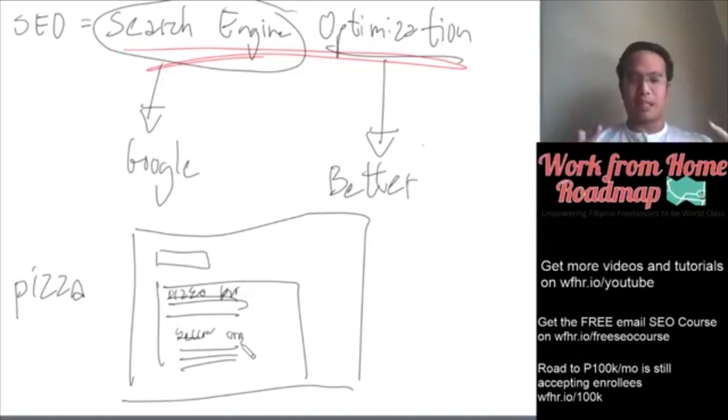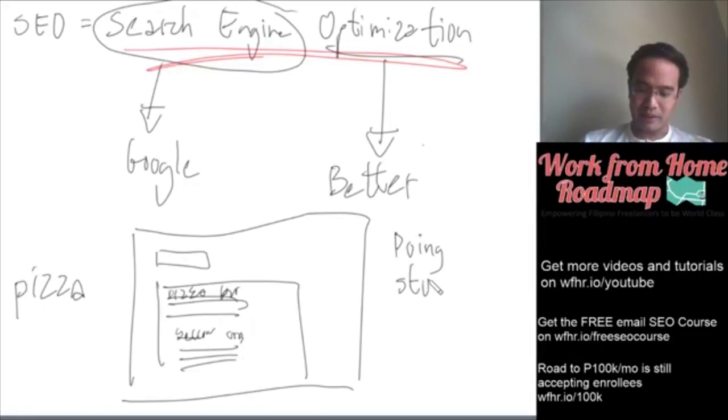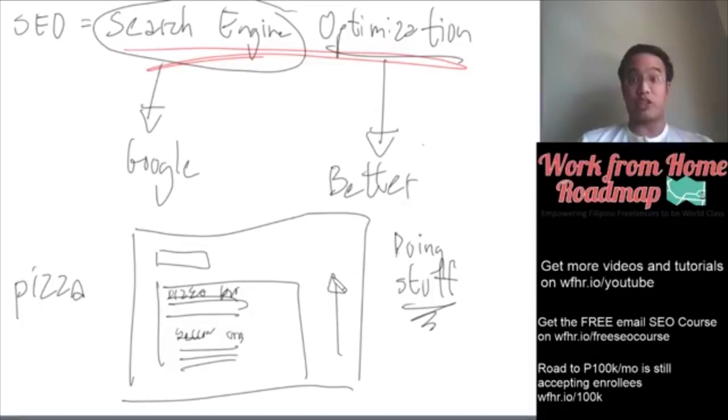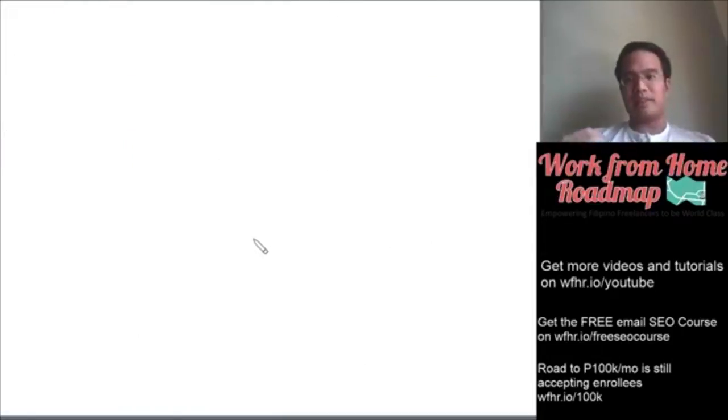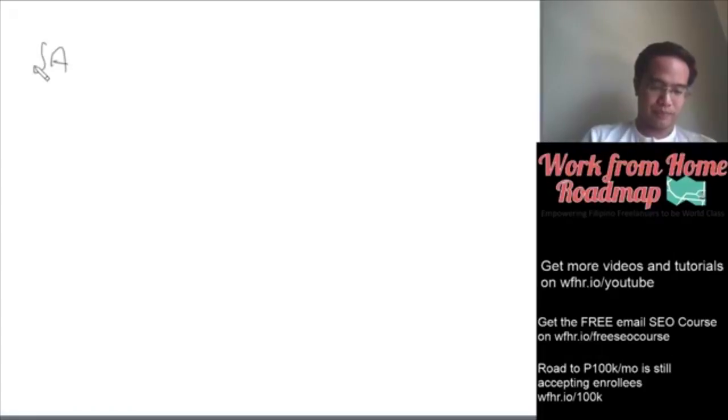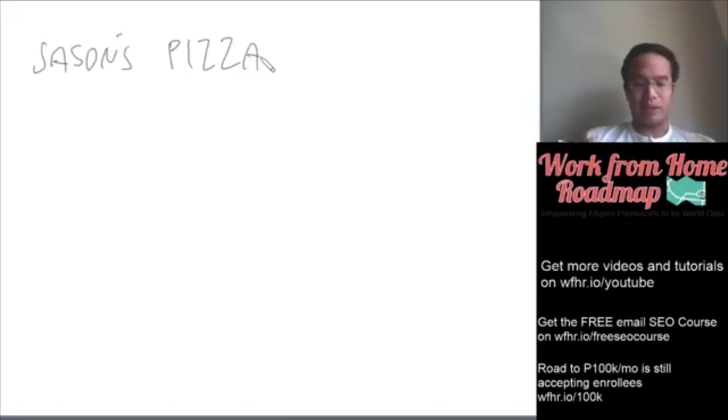So search engine optimization is doing stuff. We're going to talk about what this stuff is later. Doing stuff to help the company you're doing search engine optimization for rank higher. So let's say that I opened up a pizza parlor. Let's say the pizza parlor's name was Jason's Pizza, and I was located in Cebu.